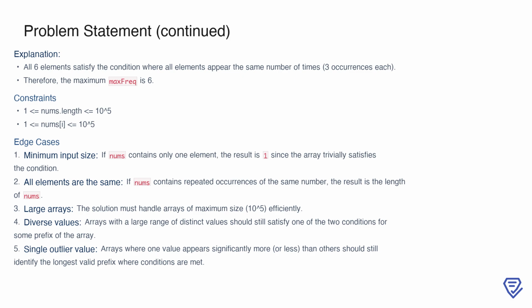Additionally, the problem's constraints remind us of edge cases to consider, such as arrays with only one element, arrays where all elements are identical, and large arrays with diverse values. Each of these scenarios must be handled efficiently, ensuring the solution works for all valid inputs.